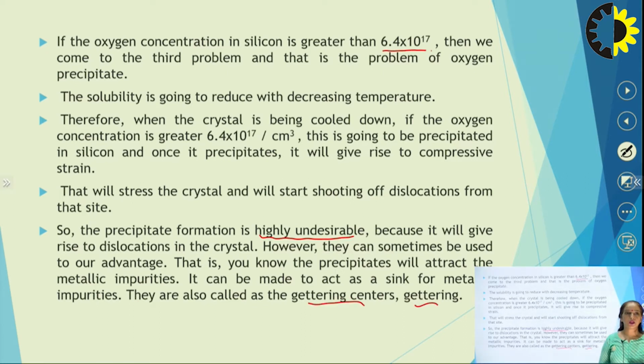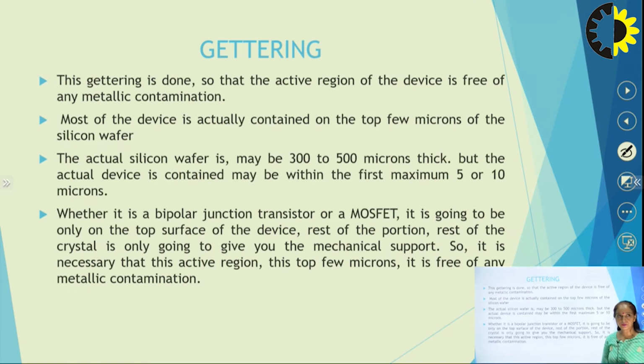But one thing should be kept in mind, that these gettering centers or sinks should not be on the top of the wafer, where we have to fabricate our active devices like BJTs or MOSFETs. Okay, so those sinks should not be in the active area.